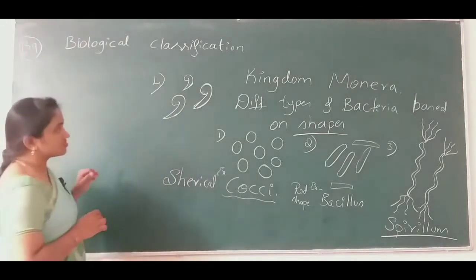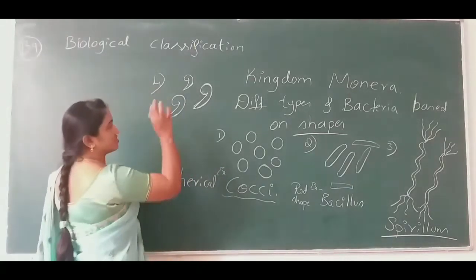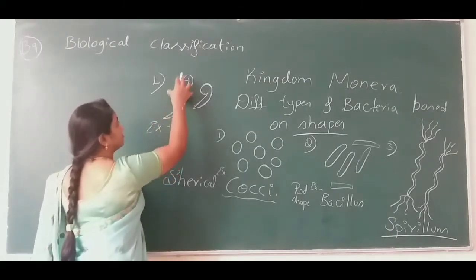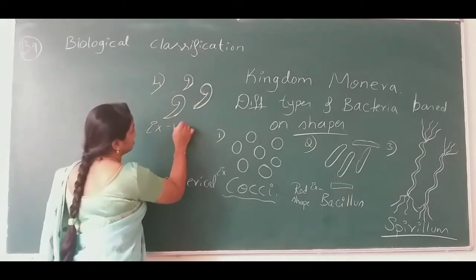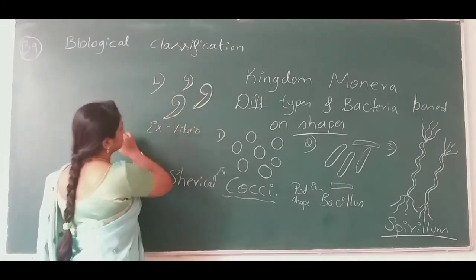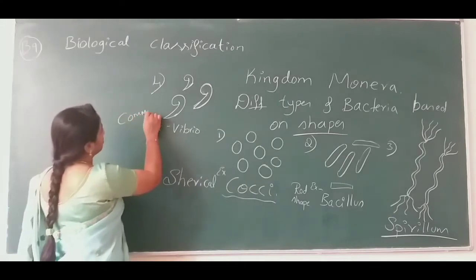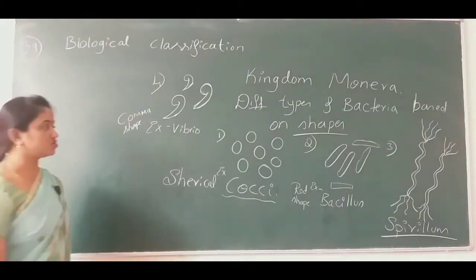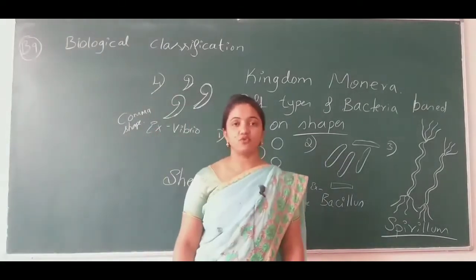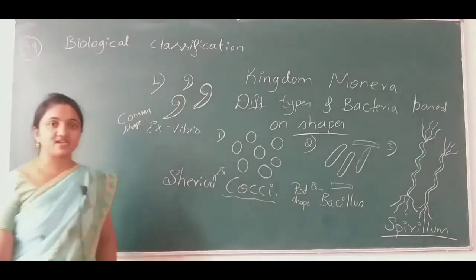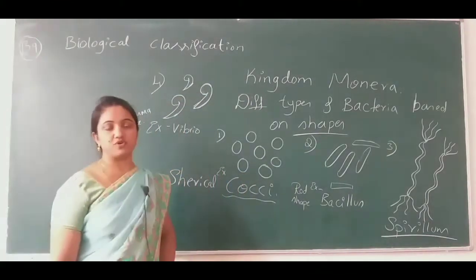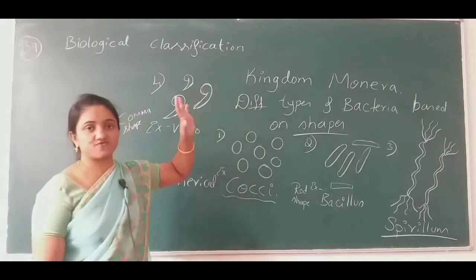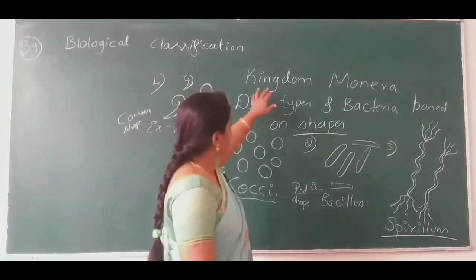Okay, so these are also a type of bacteria which look like a comma shape. The name of this type of bacteria is Vibrio, and the shape is comma shape. Okay, so you have to remember all the 4 types of bacteria divided based on their shapes.